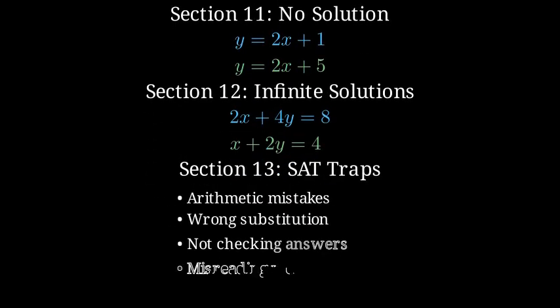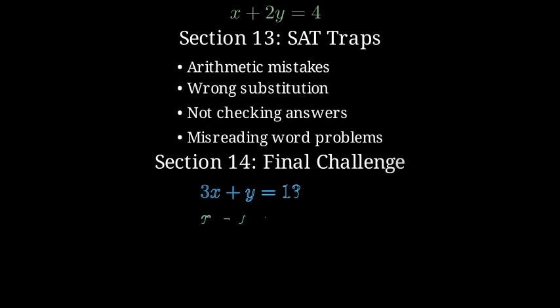SAT traps include arithmetic mistakes, wrong substitution, not checking answers, and misreading word problems. Slow down and verify. Final challenge. Solve 3x plus y equals 13 and x minus y equals 1. Add them to get 4x equals 14. So x equals 3.5. Then y equals 2.5.